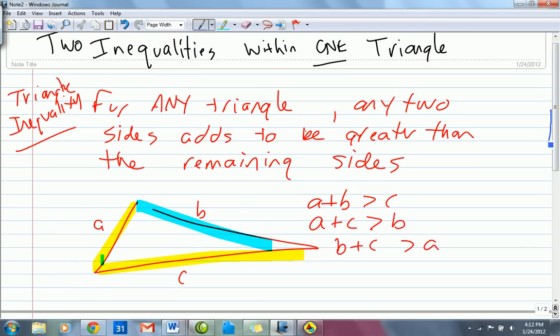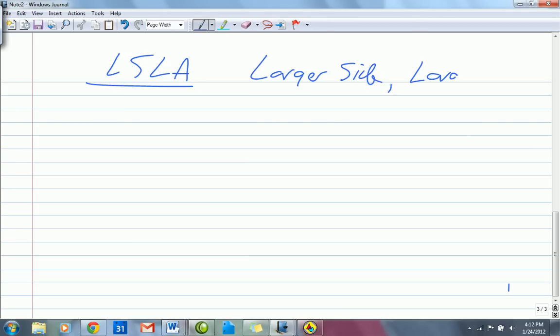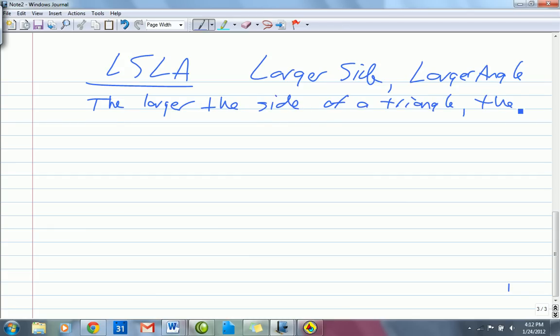Okay. There's another triangle inequality, and I call it LSLA, which stands for larger side, larger angle. And basically what this says is the larger the side or angle, works in both directions, of a triangle, the larger the angle is across from it. Across that side. For example, and again I call that LSLA.